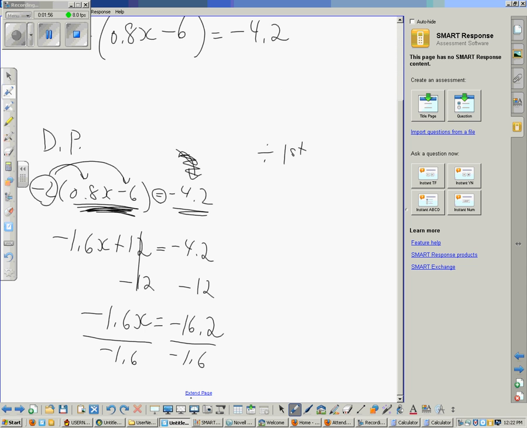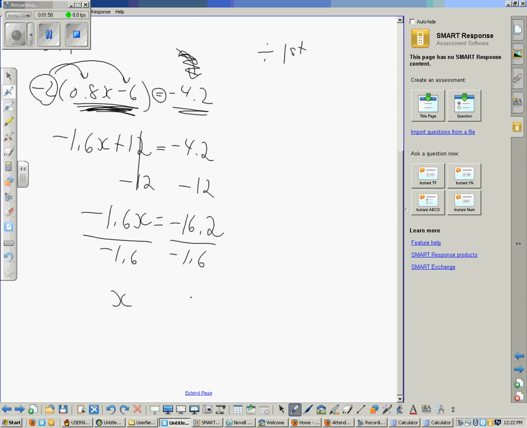So the value of x is equal to positive 10.125. Okay? Now doing that same question except using division first, here's what it looks like.